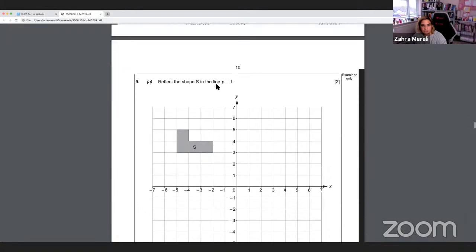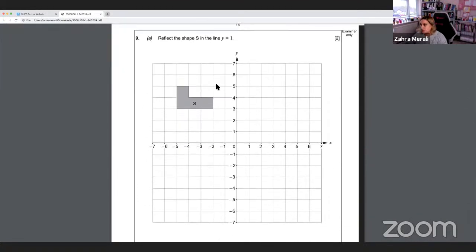Right, question 9, reflect. When you reflect something, like it's a reflection of yourself in a mirror, you're drawing a mirror line. So you always reflect it someplace. So we're reflecting it in the line y equals 1. So the first thing you're going to do is draw the line y equals 1. So it's where everything across that line, y is always 1. So we're going to go down the y-axis, which is the vertical one. We're going to find 1, and we're going to draw a line.